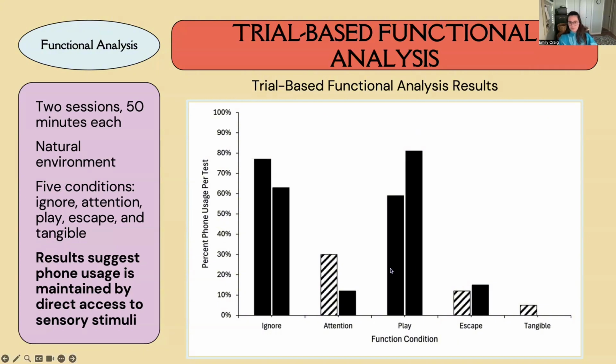Based on the results from this bar graph, it seems to be the highest in the ignore condition and the play condition, which, based on my research from the Cooper book, usually means that it's maintained by direct access to sensory stimuli.